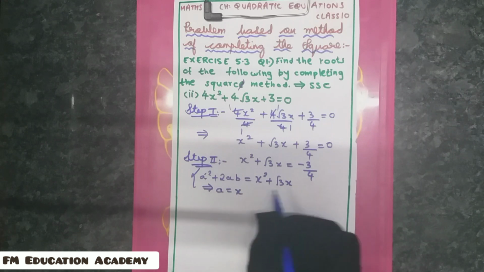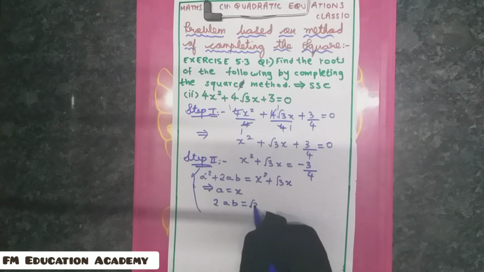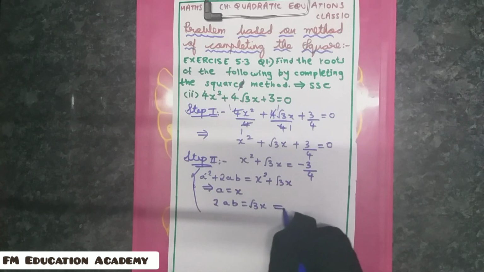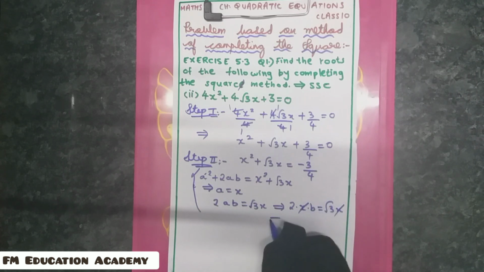And what is b? To find b, we are equating this 2ab with root 3x. But just now we got the value of a as x. So 2 into x into b equals root 3x. Now x will get cancelled on both sides.